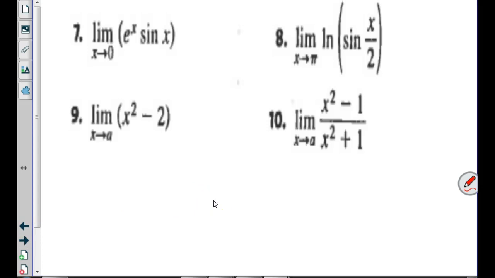Anybody thinking we should skip 7 and 8? Actually, these are at a variable, so I'm going to skip this whole section. How's that sound?